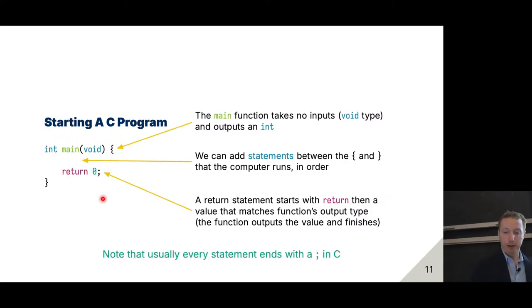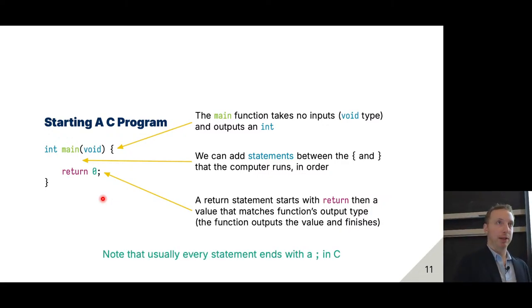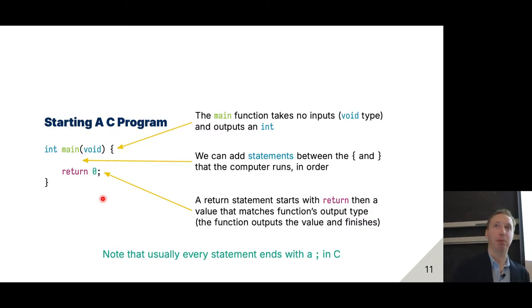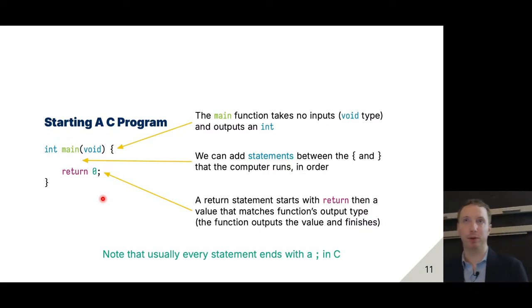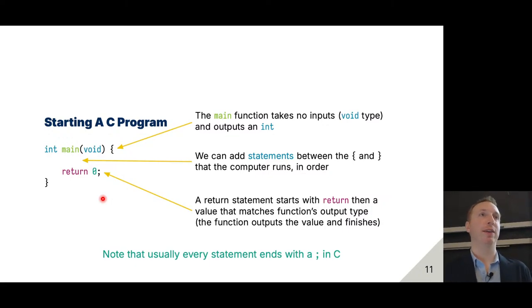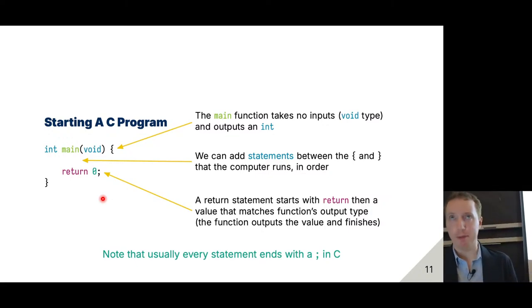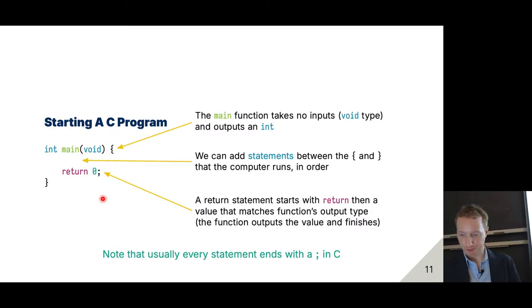Just note that usually every statement in C ends with that semicolon. You'll probably get some problems whenever you start programming because you forgot a semicolon. Don't worry about it. Just get in the habit of putting a semicolon at the end of every line. C is a little bit annoying in that way, but it's just something we'll have to get used to.